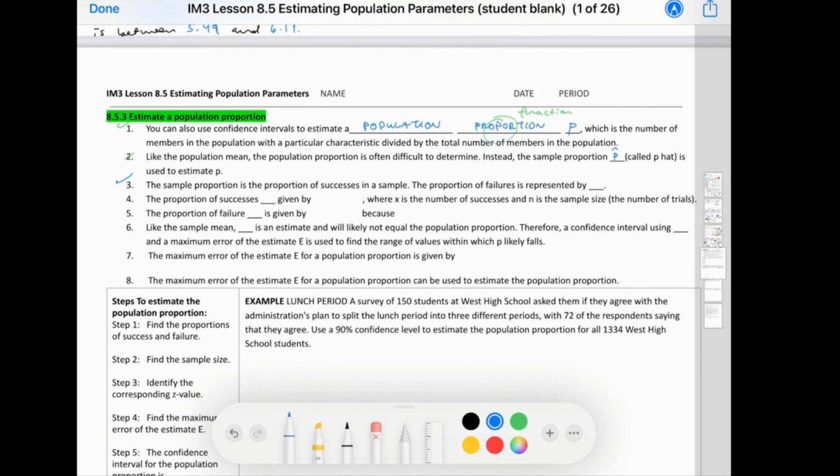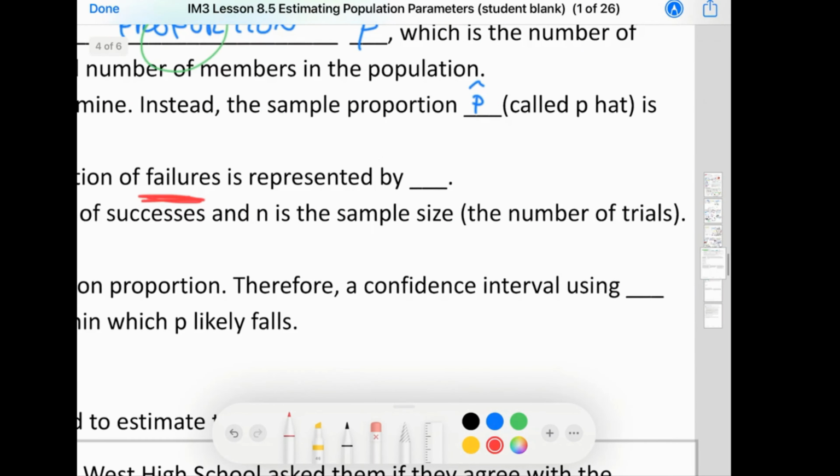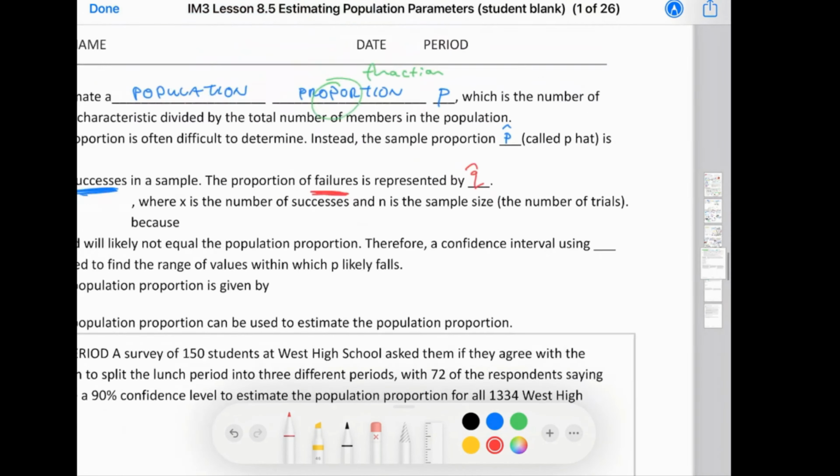A sample proportion is the proportion of successes in a sample. Success, underline that, success. P hat means success. The proportion of failures, use a different color, underline it, failures is represented by Q hat, because Q has a hat.